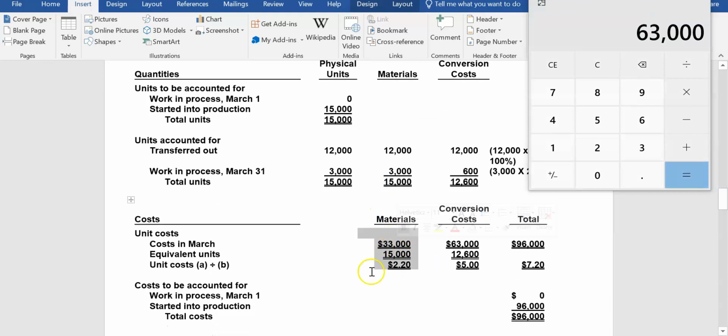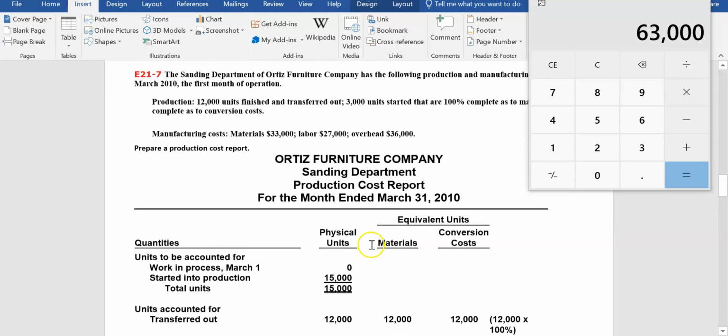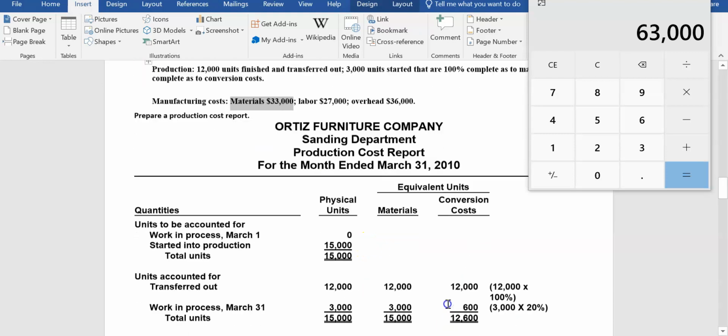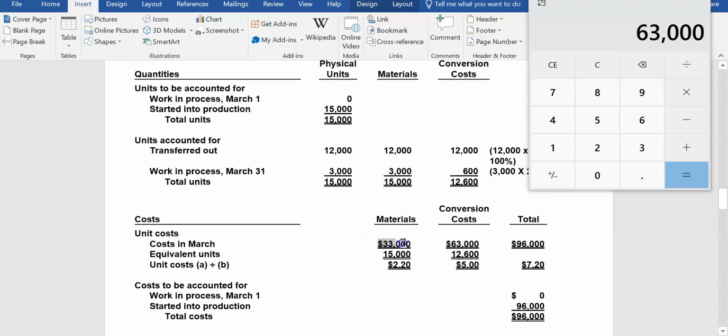To come up with the cost per equivalent unit, I will take the total material cost of 33,000 and divide by the number of equivalent units, $2.20. For conversion, total cost of $63,000 for labor and overhead, divide by the equivalent units, $5 in conversion cost.